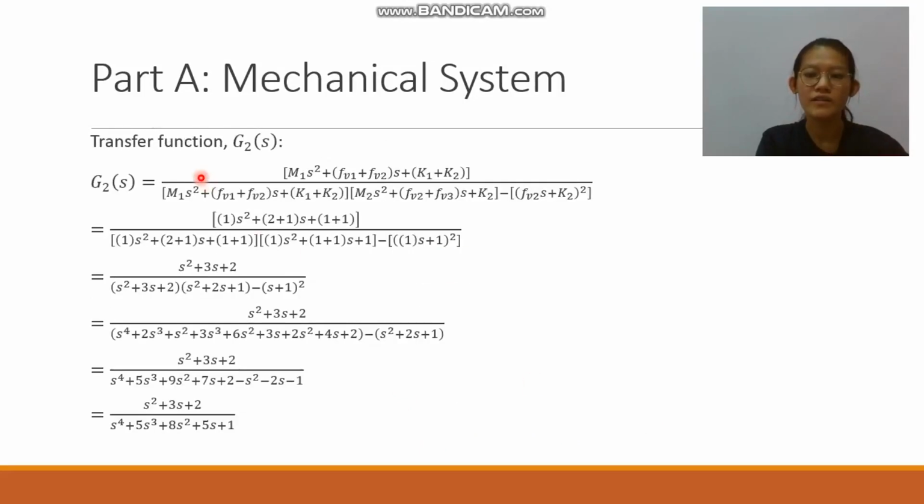Then by substituting the parameters into the transfer function G2(s), we get G2(s) equal to s^2 plus 3s plus 2 divided by s^4 plus 5s^3 plus 8s^2 plus 5s plus 1. The transfer functions G1(s) and G2(s) will be used in MATLAB. That's all from me. Thank you.